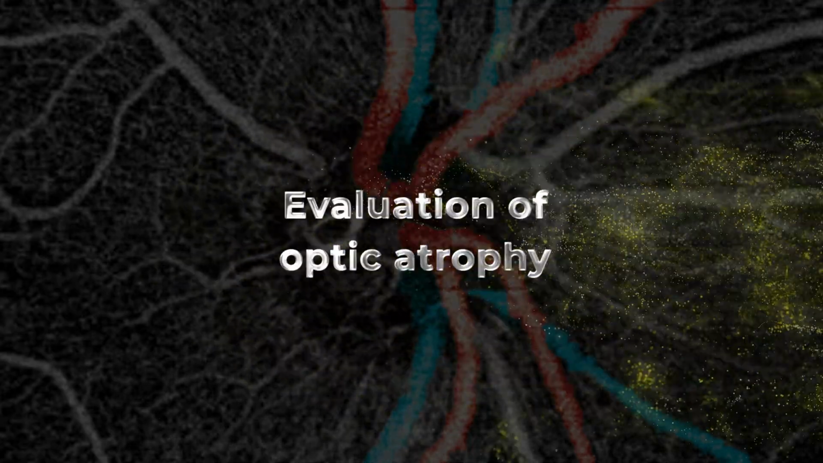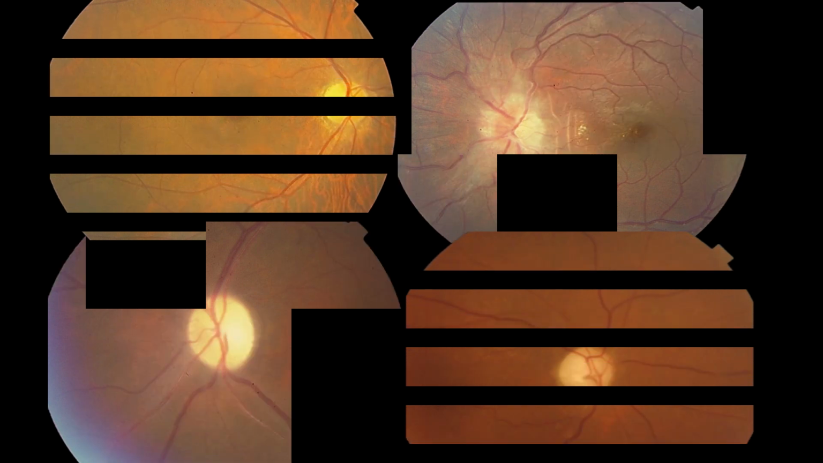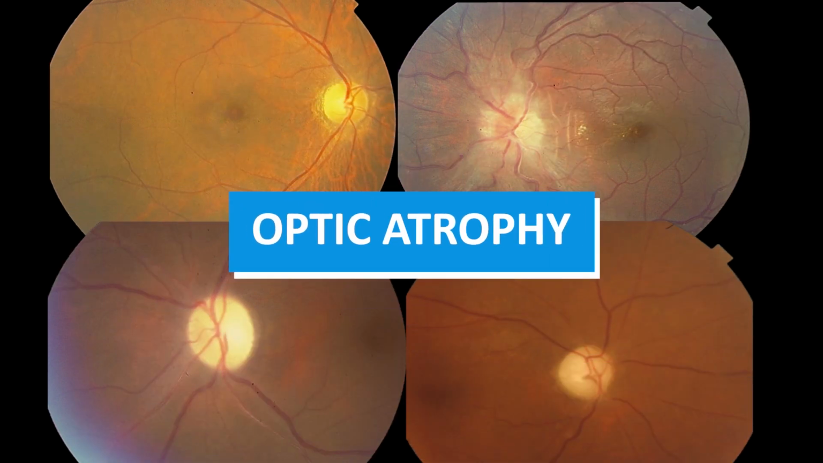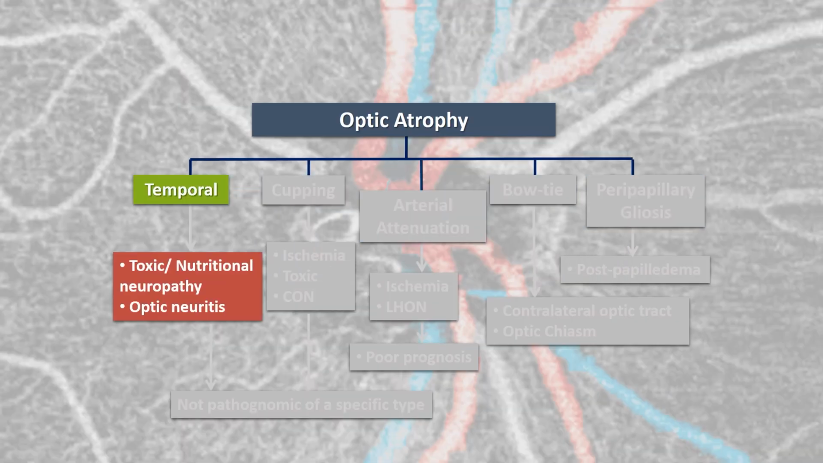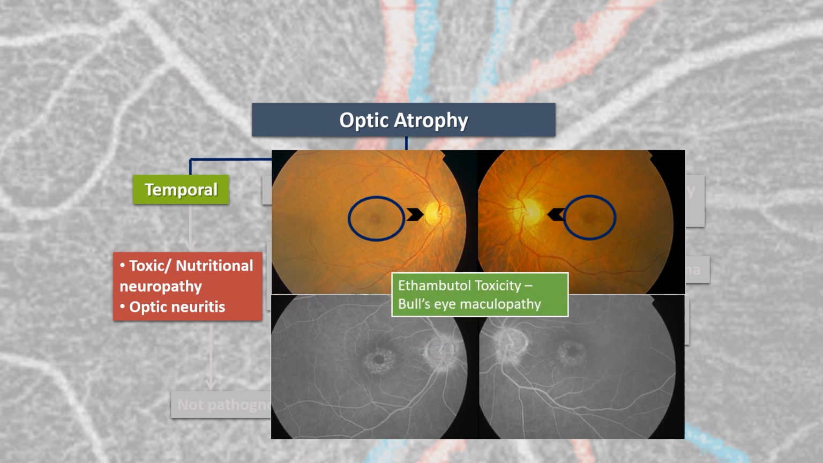Unlike disc edema, the mystery surrounding the optic atrophy is harder to deduce. A pale disc can manifest in various forms. Temporal pallor can occur from toxic or nutritional causes or as a result of optic neuritis. Optic neuropathy due to toxicity of ethambutol is well known and is associated with bullseye maculopathy. Your history of treatment for tuberculosis is a prime key in determining the cause.